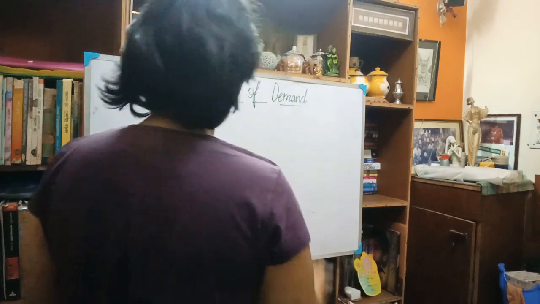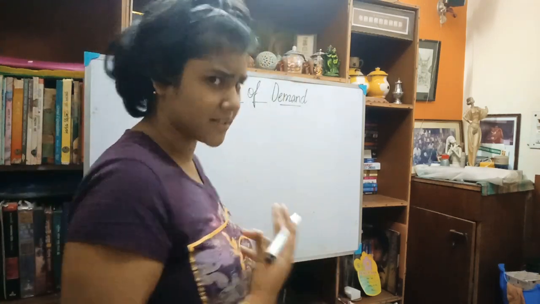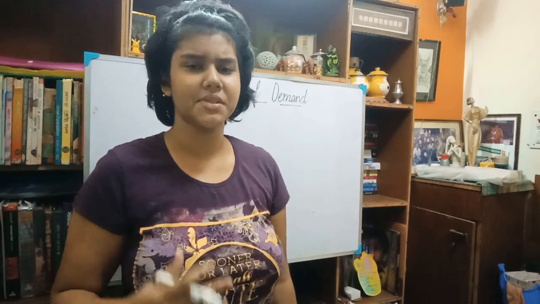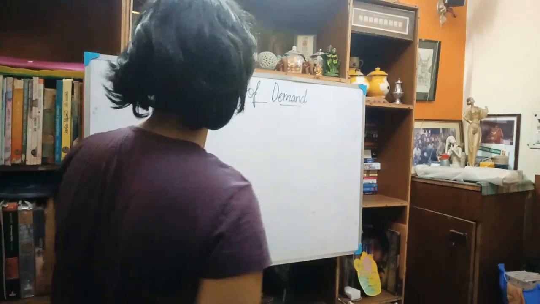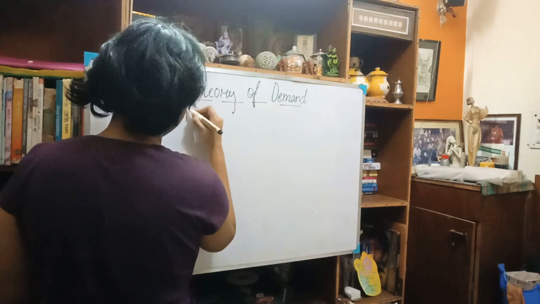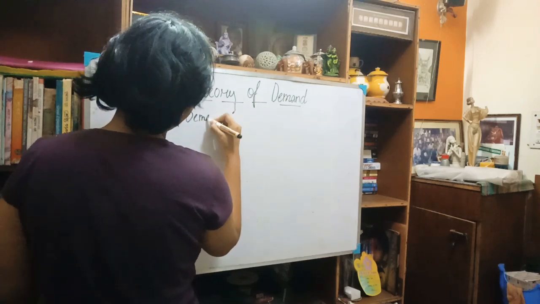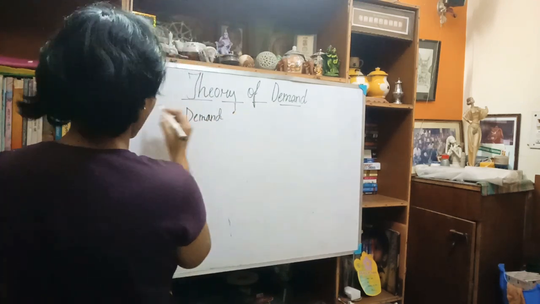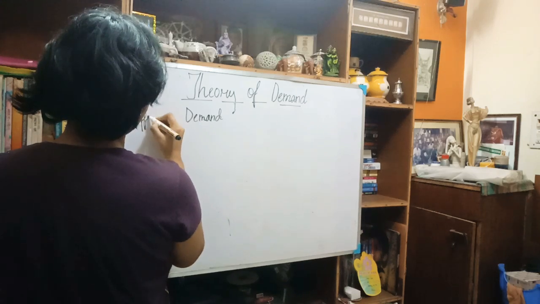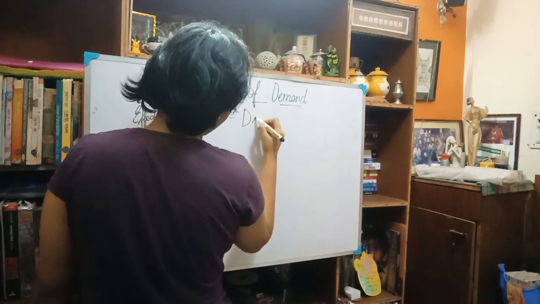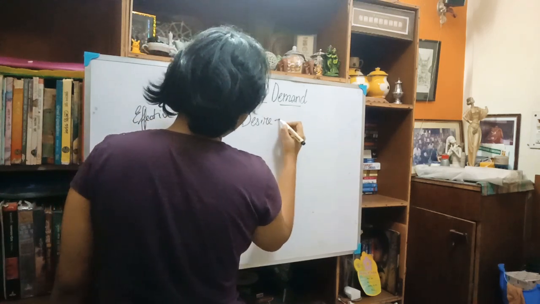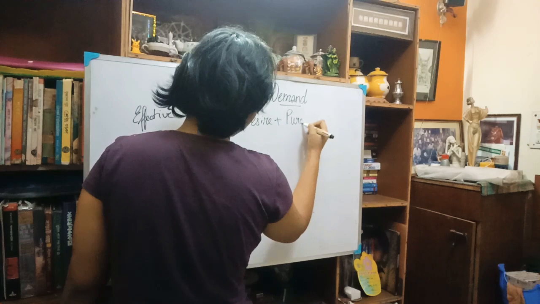First of all, we would like to look into the definition of demand. What do we exactly understand by the word demand? In normal terms, demand is the desire, the want for something, right? But in economics, what do we mean by demand exactly? Demand, or let's call it effective demand. Effective demand is equal to desire plus purchasing power.